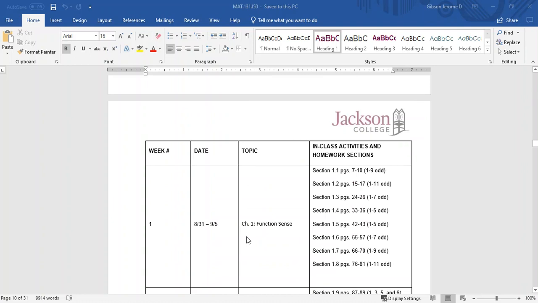Okay, now the calendar and Desmos projects due dates. Now, if you look here, we have the date August 31st through the 5th. That's the first week. And we'll be covering chapter 1, function sense, sections 1.1 through 1.8. Now, with these sections here, we have the page numbers and the problems that you are going to cover in class. Now, there are videos that you need to watch on My Math Lab, and I will show you those videos. You need to watch those videos and take notes on those videos before you come to class and work on this during our synchronous sessions.